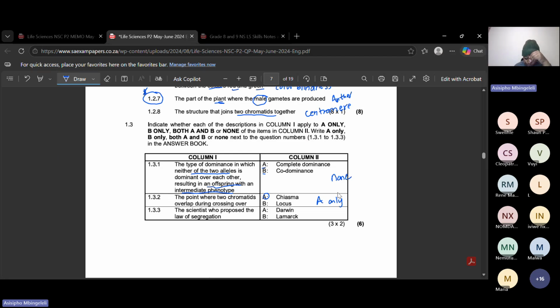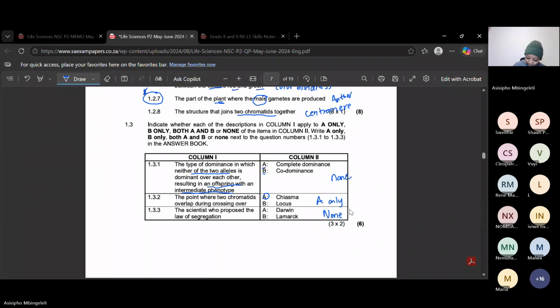Then a scientist who proposed the law of segregation, is it Darwin or Lamarck? It's none. The scientist that proposed the law of segregation is Gregor Mendel. Can you see how you could have easily chosen Darwin or easily chosen Lamarck there? Because you know, these are also scientists that we've studied about. But Darwin is the natural selection scientist, and then Lamarck is the law of use and disuse, giraffe, long neck, whatever business. So the answer there is none.